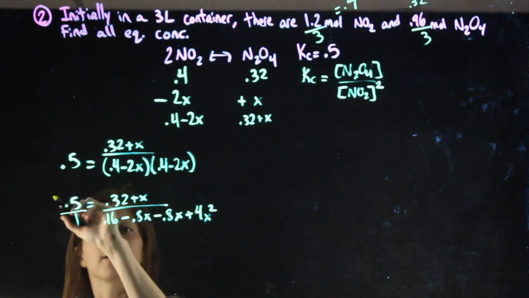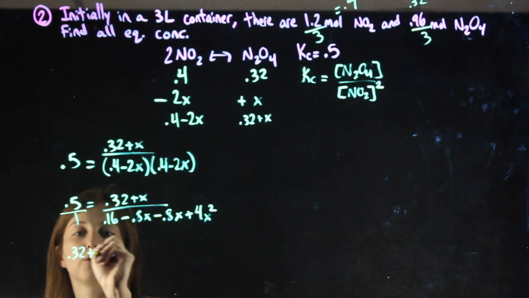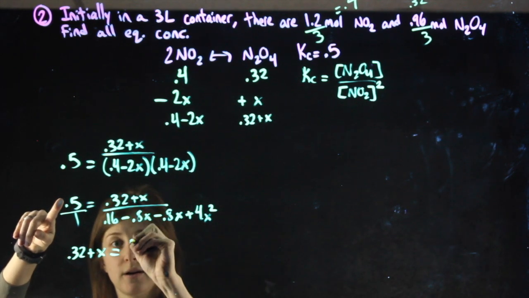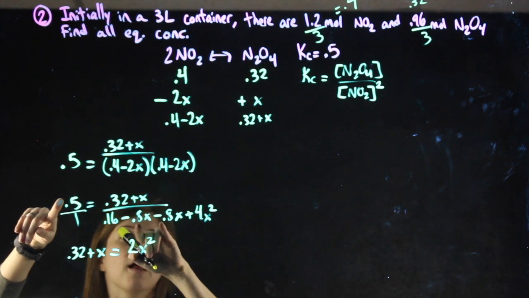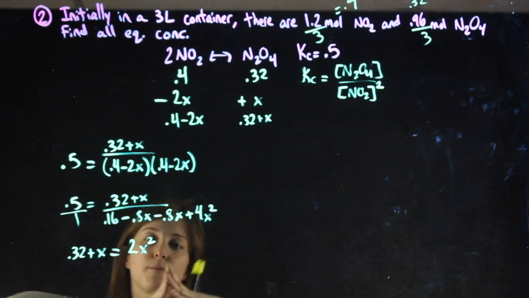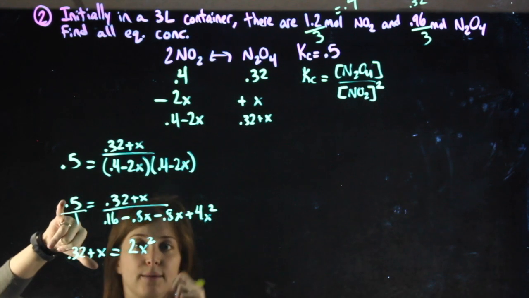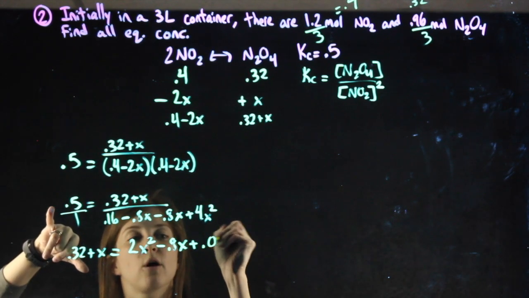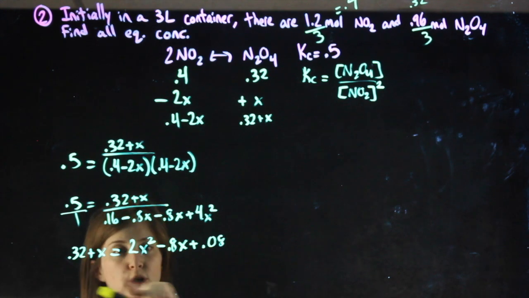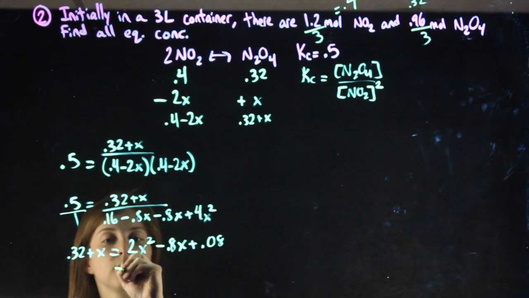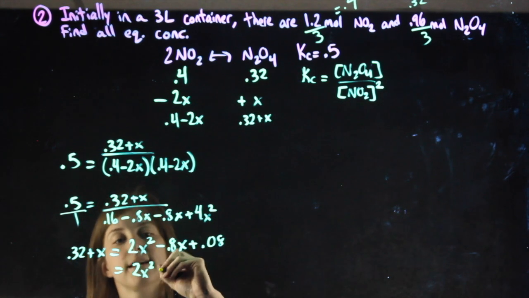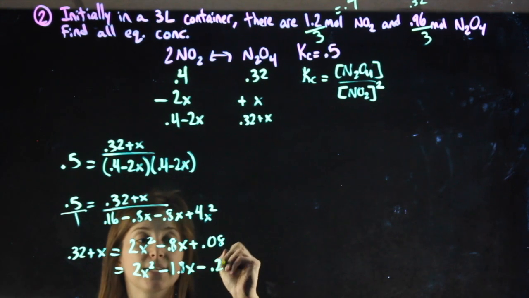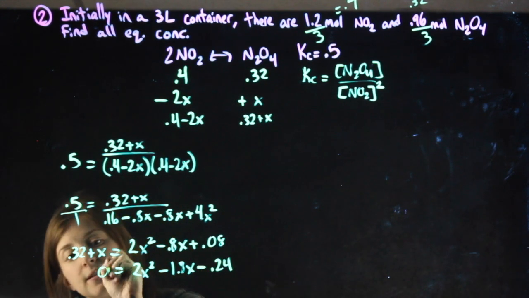Now putting this over 1 and cross multiplying, 0.32 plus x equals, I'm going to go out of order here, 0.5 times 4x squared is 2x squared. The two negative 0.8s together would be negative 1.6x, times 0.5 is negative 0.8x. The 0.16 times 0.5 is 0.08. Subtracting 1x gets me negative 1.8x. 0.08 subtracting 0.32 gets me negative 0.24 equals 0.